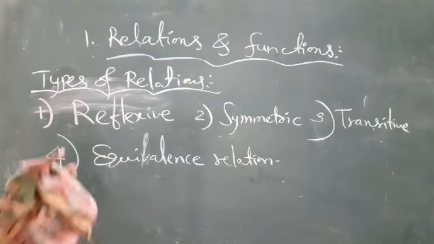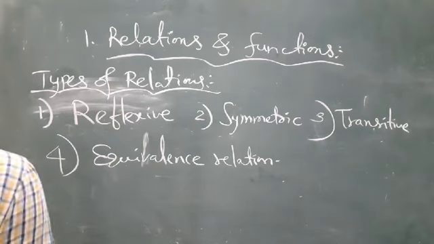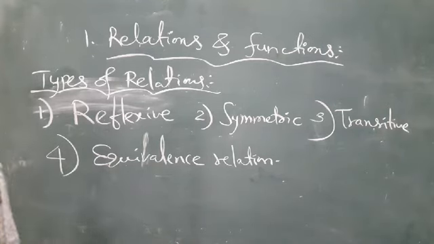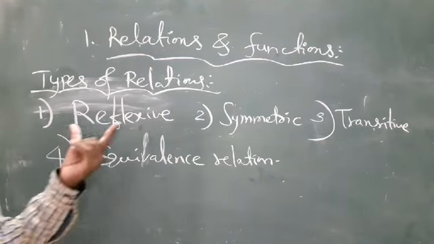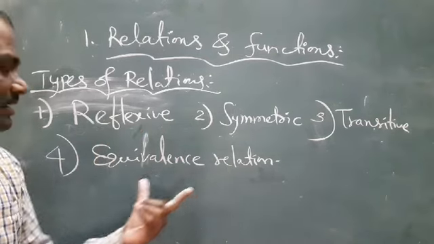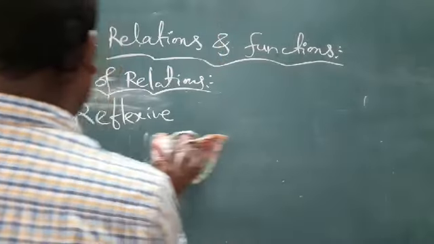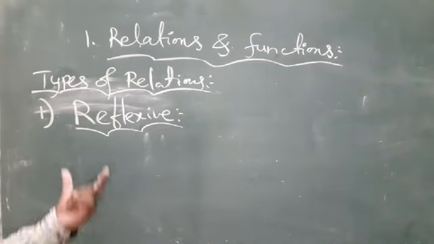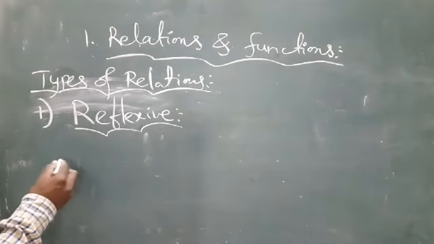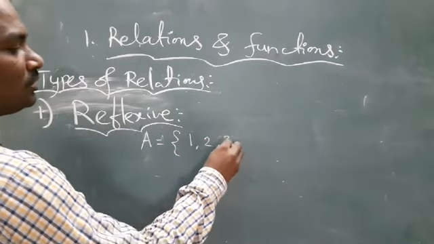What is the definition of reflexive? You can take the same element also. That is called reflexive, symmetric also, transitive also, equivalence relation. Now we shall discuss reflexive. What is the definition of reflexive relation? You can take one set A = {1, 2, 3, 4}.